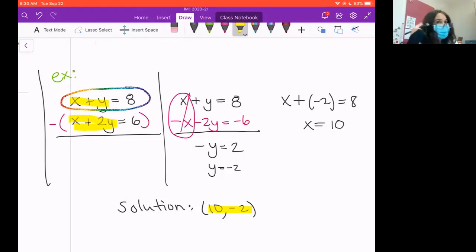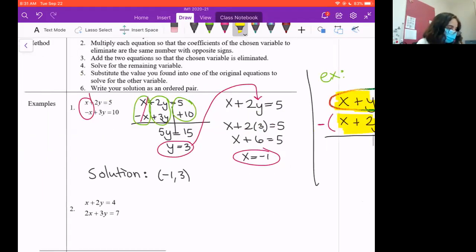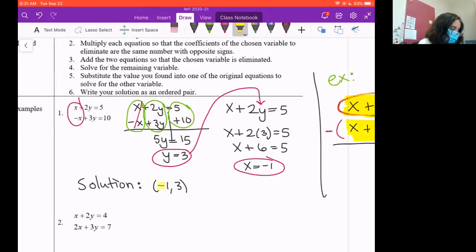You can check it mentally in your head or on a calculator, but that's how you will know whether it is right. You will know that 10, -2 is correct because of the two equations we started with. X plus y, if you add them together, you get 8. If you add the x plus 2 times the y, you do get 6. It works. Over here, when my solution was -1, 3, plug them in here. X plus 2y, you should get 5. -x plus 3y, you should get 10. And it's an easy thing to plug it in and check.